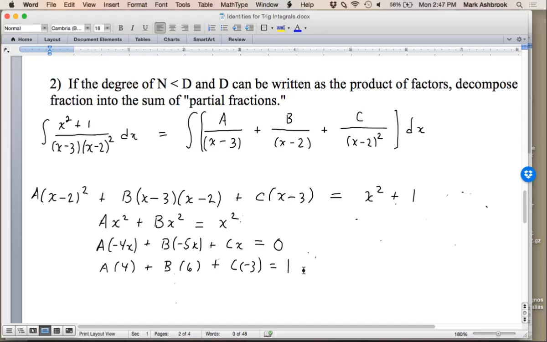So what equations do I get? I get a plus b equals 1 from the x squared. I get minus 4a minus 5b plus c equals 0 from the x's. And then I get positive 4a plus 6b minus 3c equals 1.